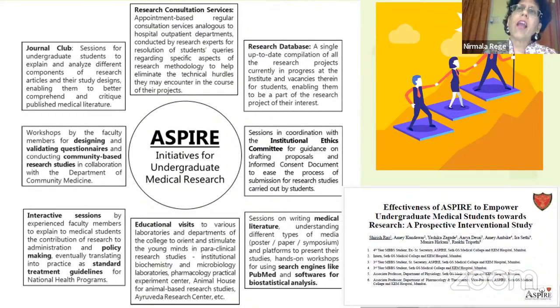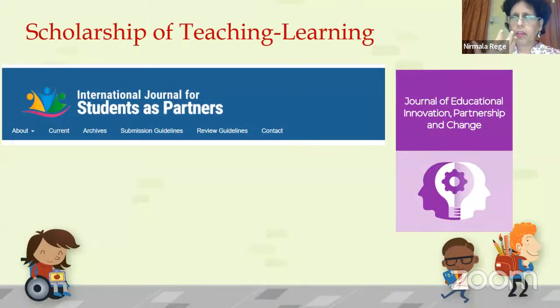Not only that, there is a handful amongst the students of different institutions, and in 5 institutions they have established student research councils, as they are calling them, so that undergraduate research gets promoted. This is one example. You can publish such research in journals. You can see the International Journal for Students as Partners or the Journal of Educational Innovation, Partnership and Change.